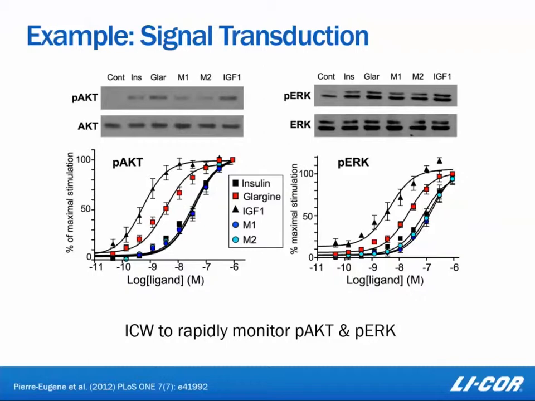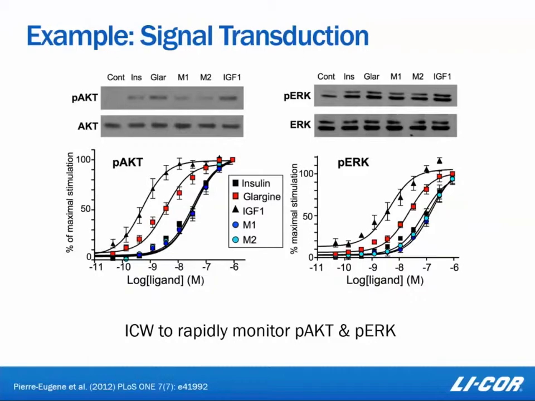But what was interesting is that its two metabolites, M1 and M2, had potency levels that mirrored insulin. So this showed that although glargine had higher affinity for the receptors and higher levels of activation for these hybrid receptors, its active metabolites in vivo matched the action of insulin more closely.